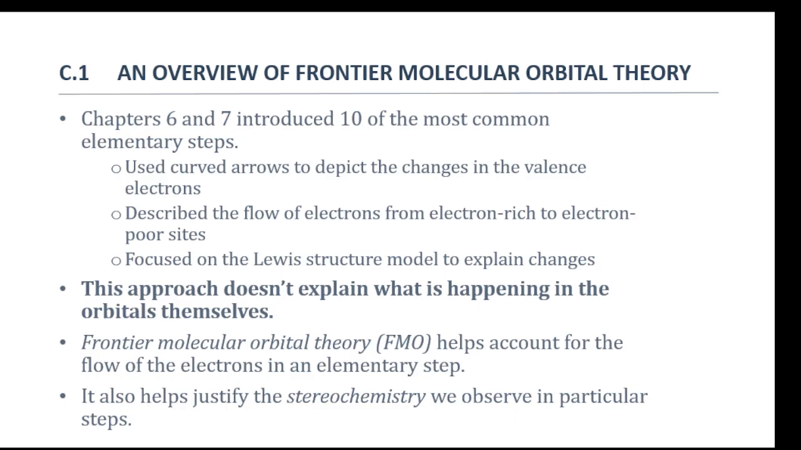Okay. So, again, we don't really understand so far what's going on with the orbitals. Why are these reactions happening? Okay? We've described it as electron-rich, electron-poor. The frontier molecular orbital theory, FMO, is going to be what accounts for that flow of the electrons in these elementary steps and why things have to be aligned correctly for them to react. Why are this lone pair combining with that? Why are these things happening? Okay.